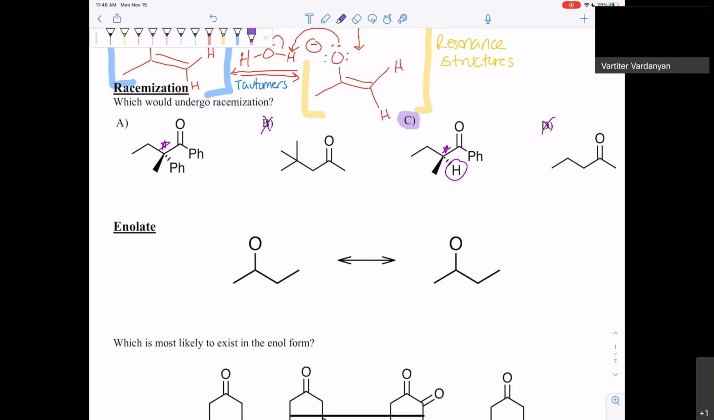Who wants to be my lovely assistant? I do got stickers, yes. Come on up, Eric. Okay, so I'm going to give you a marker and I want you to please draw the two resonance structures of the phenolate. Rest fell out, just let it happen.